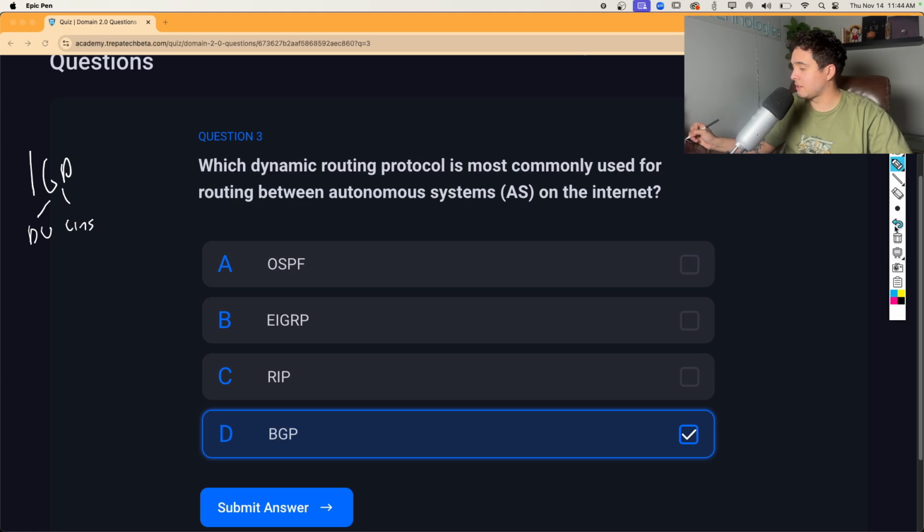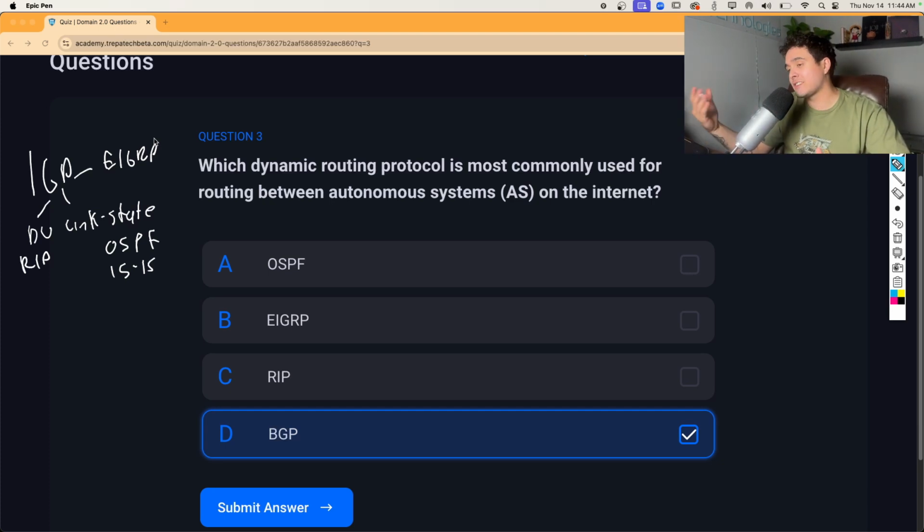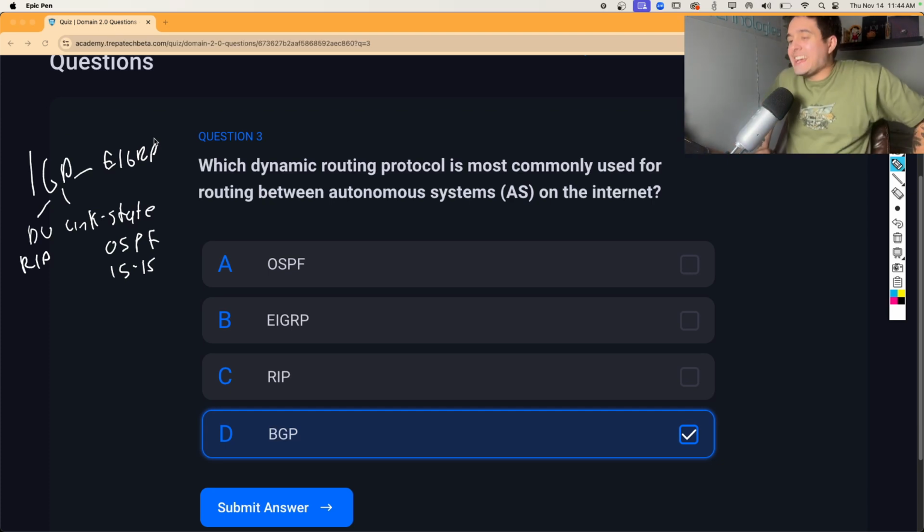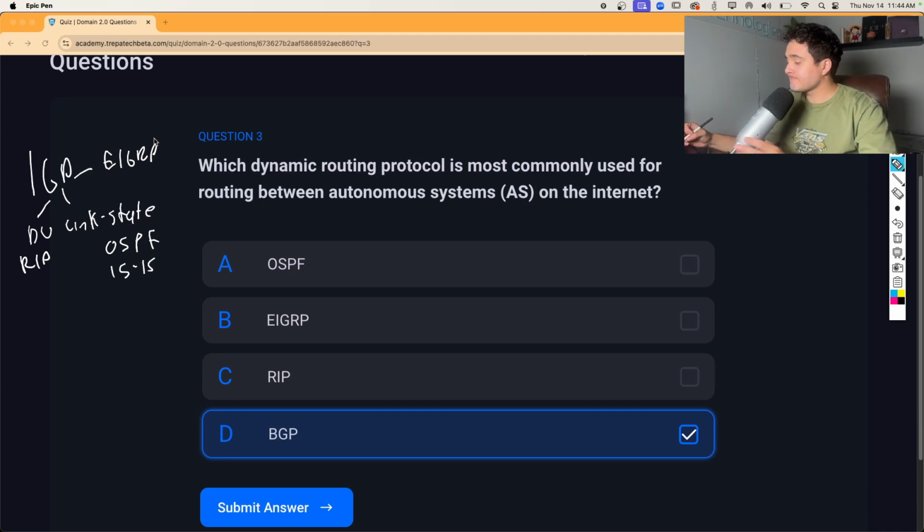Link state. Okay, and so that'll be stuff like OSPF, IS-IS. For distance vector, that'll be RIP. And then we have another one called EIGRP, which I think is in a class of its own. Some people call it a hybrid distance vector or advanced distance vector, but it has its own algorithm. Anyways, all these are going to be for routing within an autonomous system, within a domain.